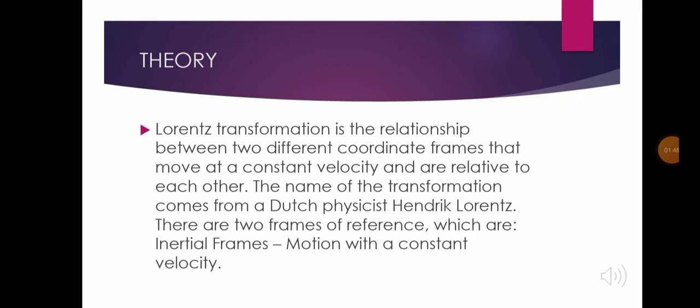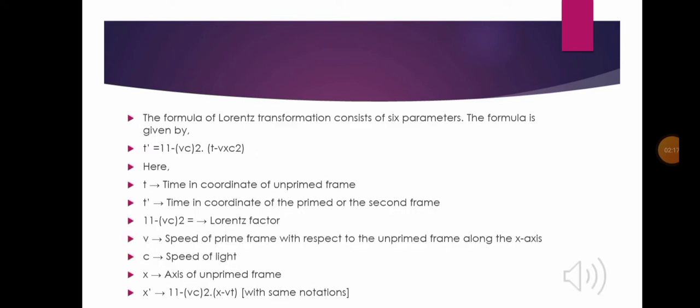Theory of Lorentz transformation. Lorentz transformation is the relationship between two different coordinate frames that move at a constant velocity and are related to each other. The name of the transformation comes from a Dutch physicist, Hendrik Lorentz. There are two frames of reference which are inertial frames in motion with a constant velocity.